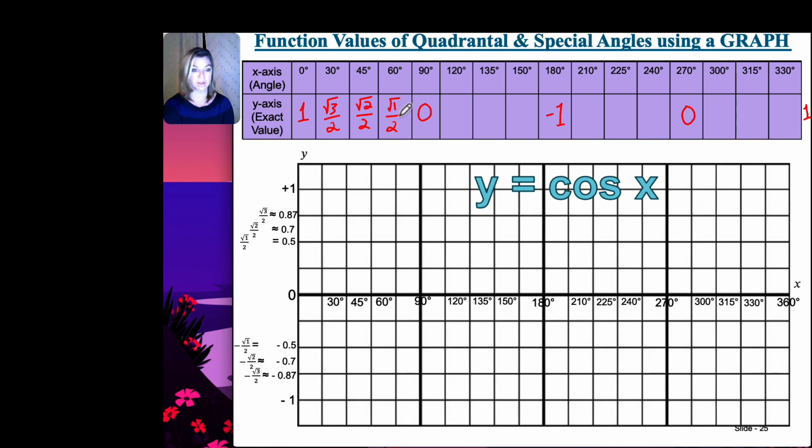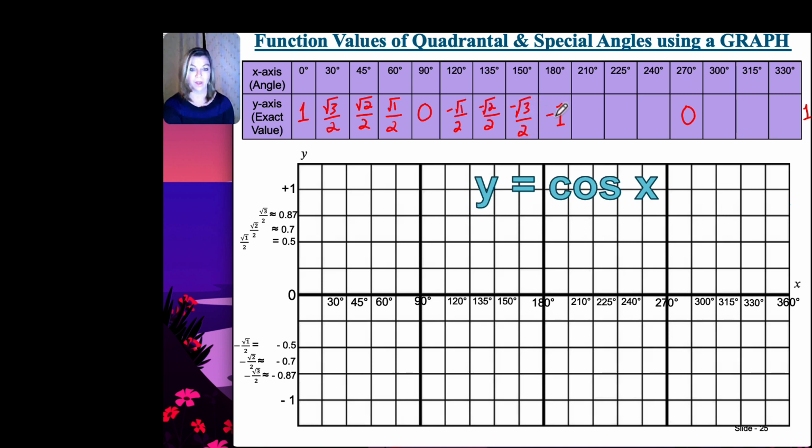And that gets us to 0. Okay, then on the other side, we have to continue decreasing, so we have to get down to -1. So we're going to decrease to -1/2. Decrease again to a number smaller, which is negative rad 2 over 2. Decrease again to a number smaller than that, which is negative radical 3 over 2.